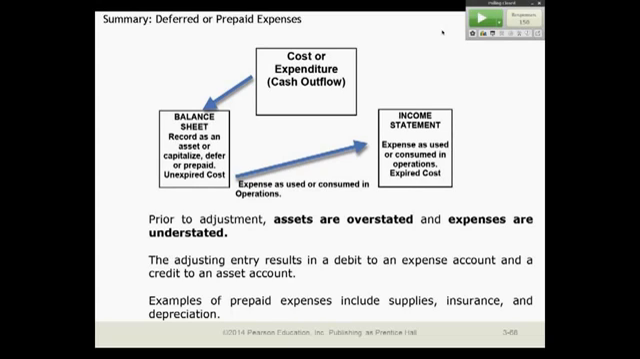Here, just make sure you add credit to a contra asset as well. All right, so it could be a contra asset as well. So again, assets are going to be overstated, expenses understated. The debit goes to the expense. The credit either goes to an asset directly or a contra asset in the case of accumulated depreciation. And your examples would include supplies, insurance, rent that's prepaid, and of course depreciation. Okay. So those are deferred costs or deferred expenses. Any questions on a deferred cost or a deferred prepaid type of an expense?